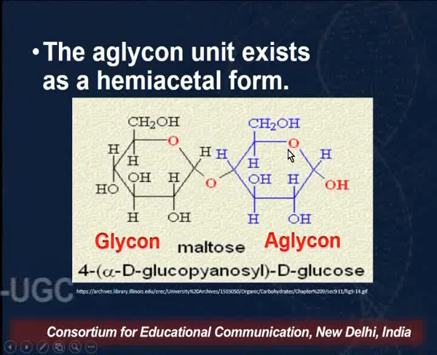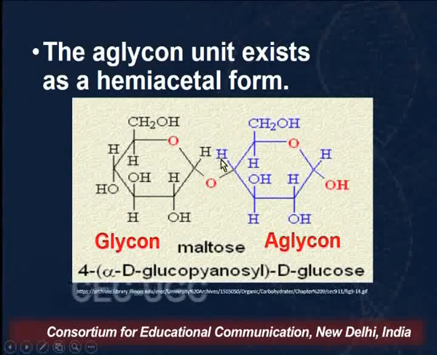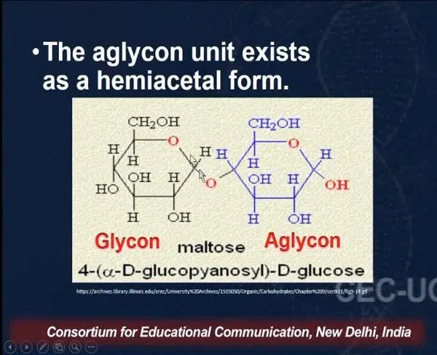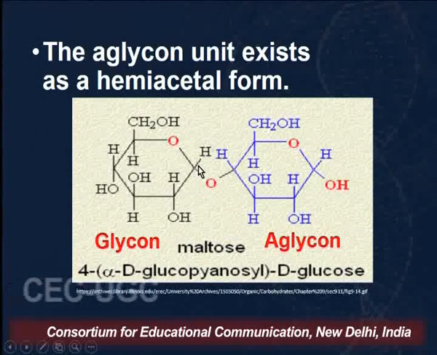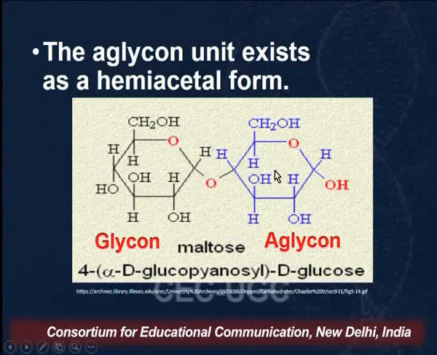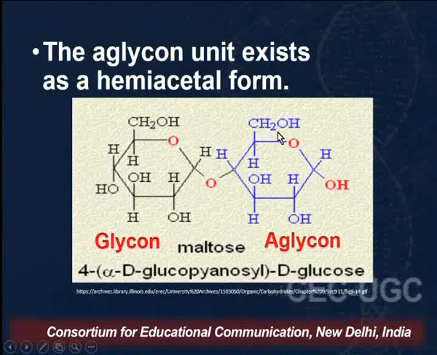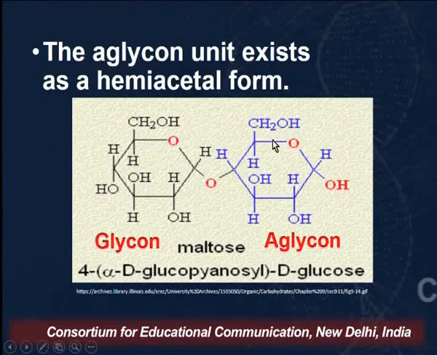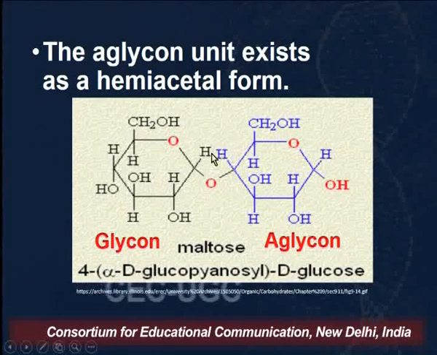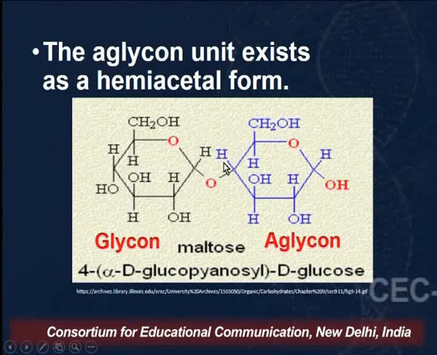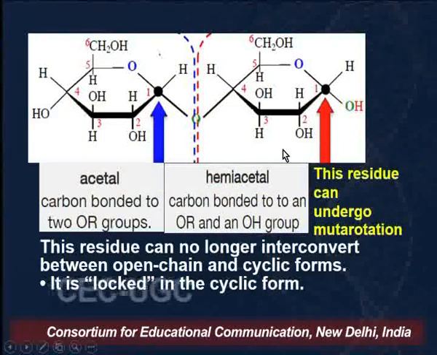So how will you recognize the two units? The glycone is the one in which the OH, which is being removed, is attached to the anomeric carbon, that is the hemiacetal group, and the OH on the aglycone unit may be from any other carbon. Supposing now both of the anomeric carbons are used for making this glycosidic bond, so both will act as glycones. We will not have an aglycone unit there.